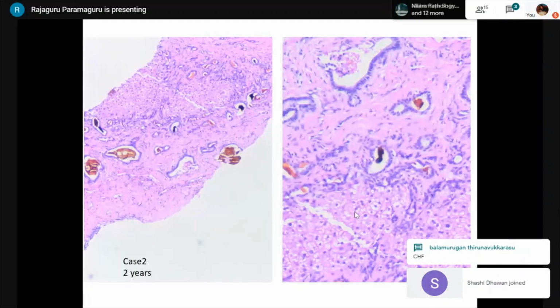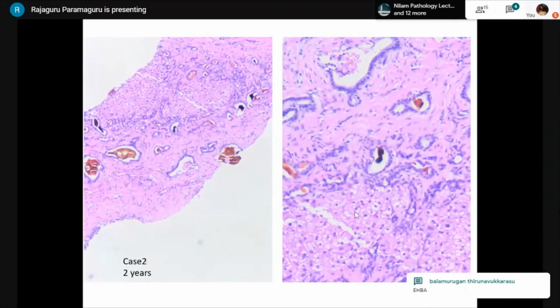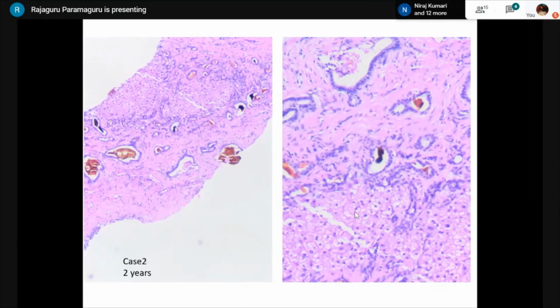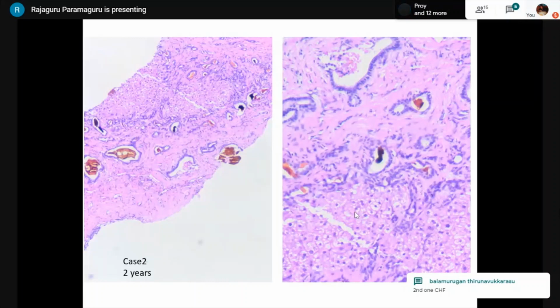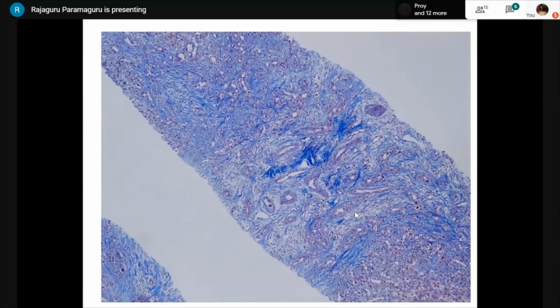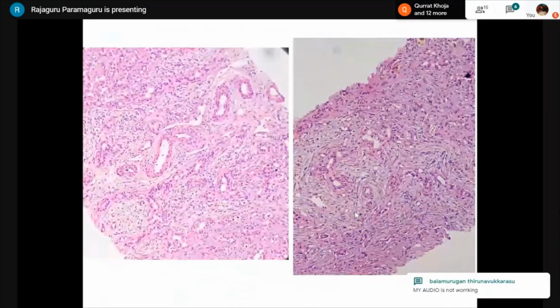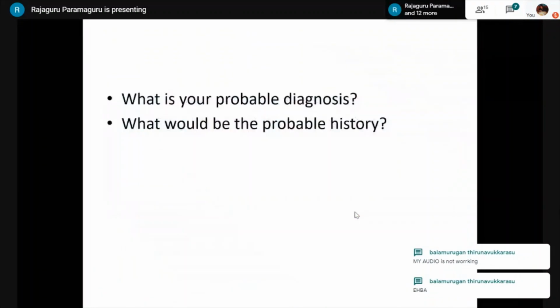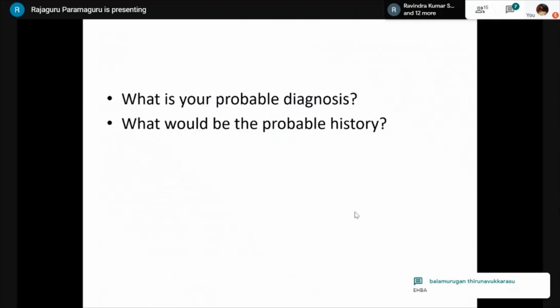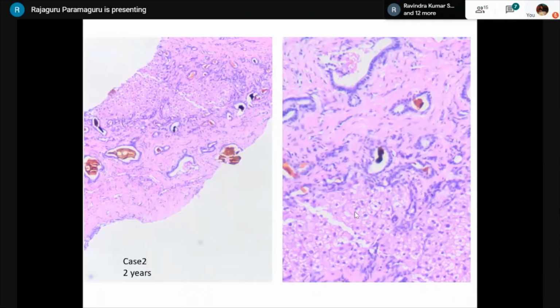Dr. Bala says CHF. Okay. Which Dr. Bala? Which one is the CHF, the first case or the second case? This is the second case. Second one, he says CHF. Yes, correct. And the first one, what will be your diagnosis? The first one, he says EHBA. Exactly. So Bala is absolutely right.